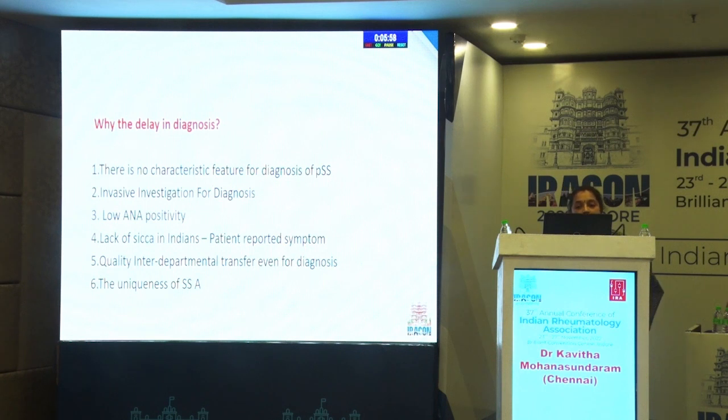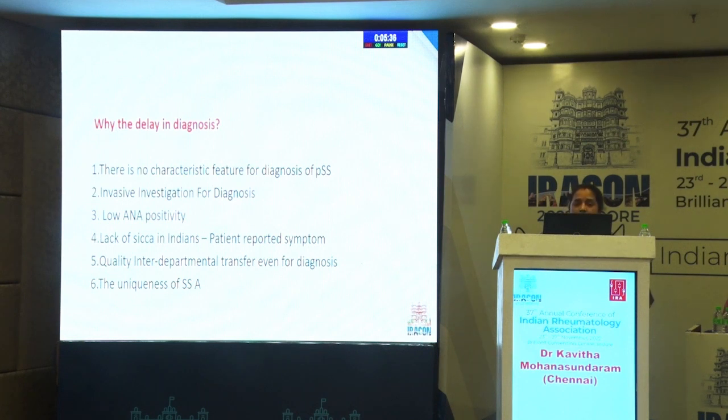So why was there a delay in diagnosis here? There are absolutely no characteristic features in the diagnosis of primary Sjogren's. We have the malar rash with lupus, so when people in other departments see a malar rash, they refer it to us. There is no significant clinical feature for the diagnosis of primary Sjogren's, so we need an invasive investigation even for the diagnosis.